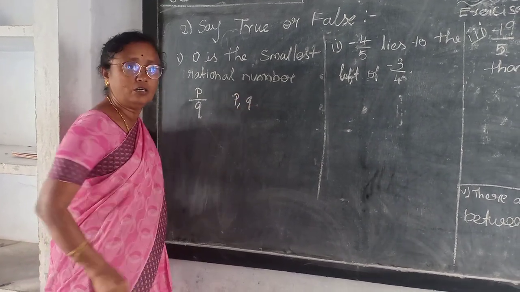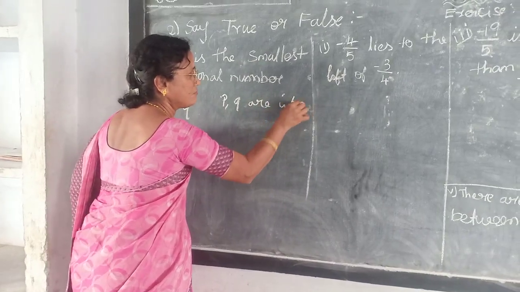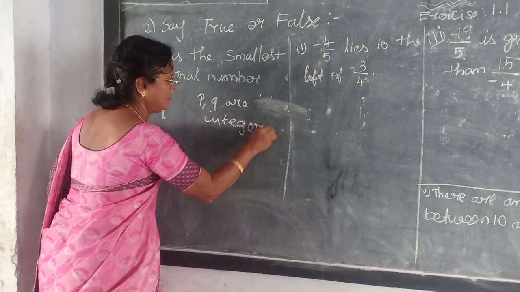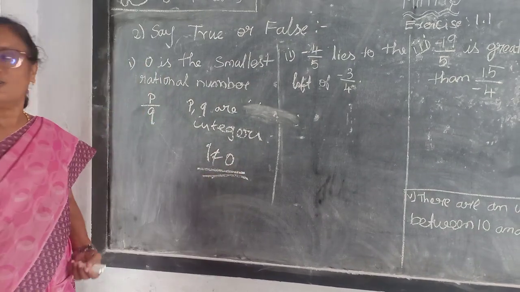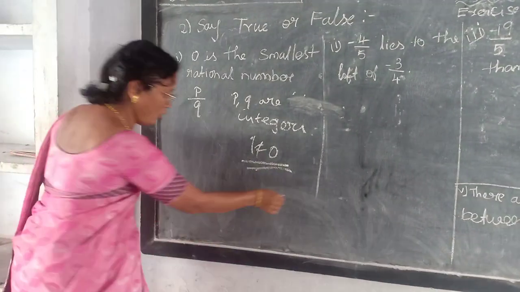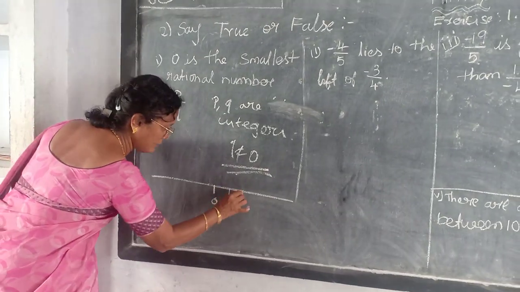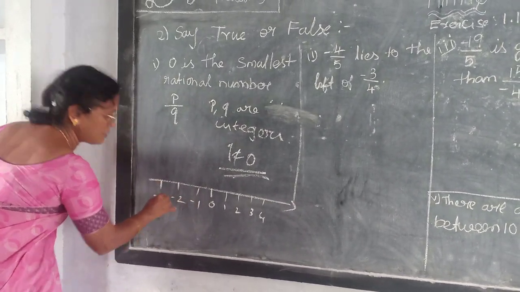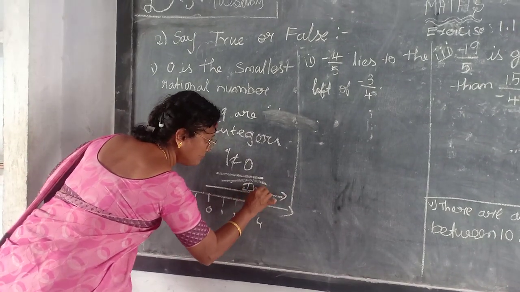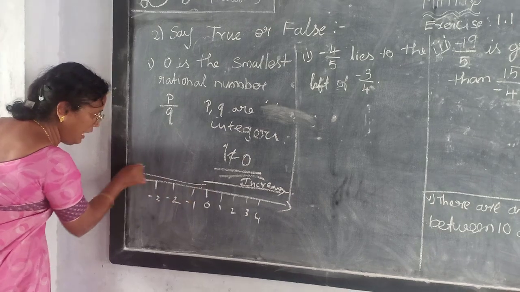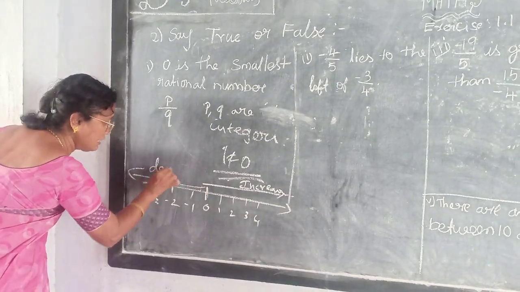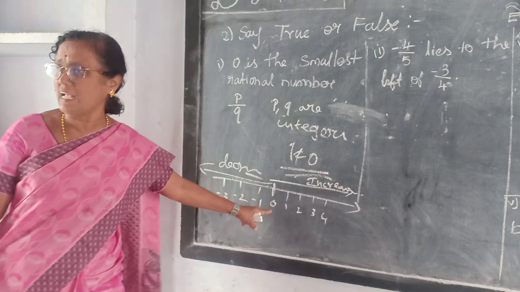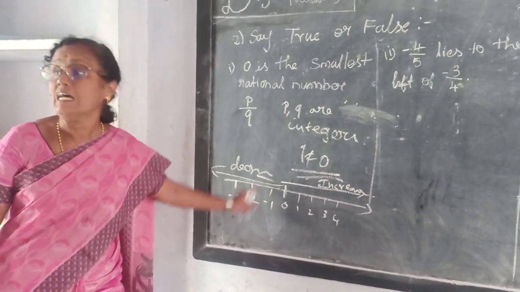P, Q are integers. And Q is not equal to? Zero. Understand? So when we compare, zero here, 1, 2, 3, 4 here, minus 1, minus 2, minus 3. So this is increasing. Here, decreasing. From 0, this is decreasing. Isn't it? So, will you be able to say that 0 is the smallest rational number? No. Negative numbers are less than 0.